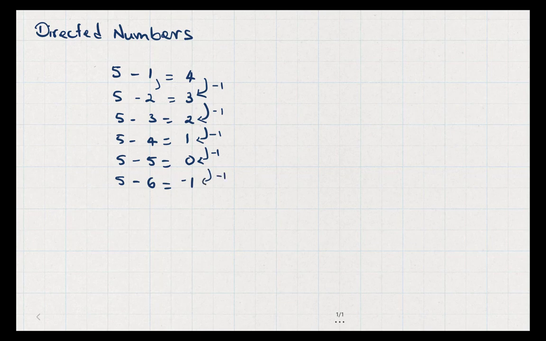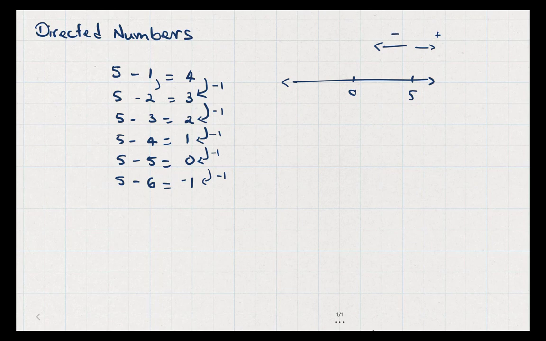On a number line, if I have my 0 here, my 5 here, we know that if we add, we move to the right. But when we see a minus sign, we have to change directions, which results in a movement to the left.